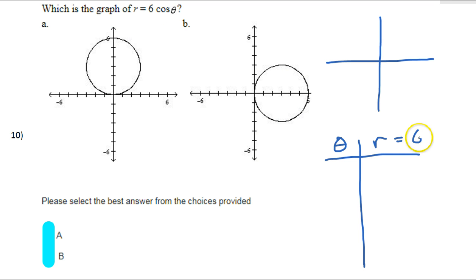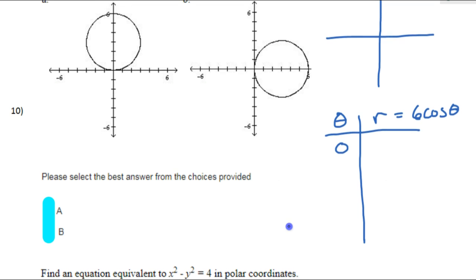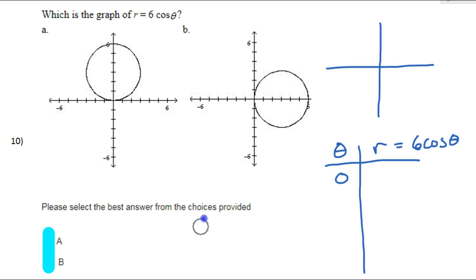R is going to equal 6 cosine theta. So let's start with 0. If theta is 0 degrees, do we know what cosine is? Well, sure we do. Maybe I can just squeeze this in right here.